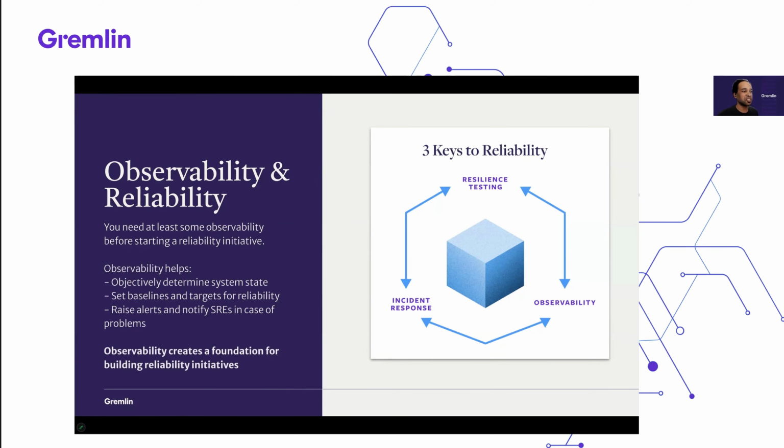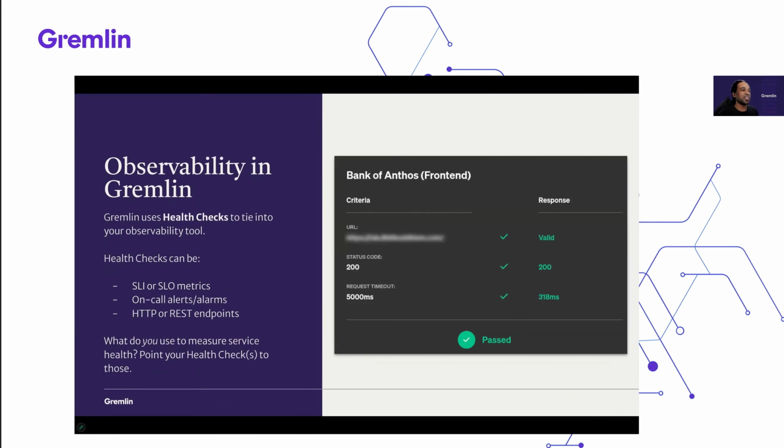So to put it as succinctly as I can, observability creates a foundation that you can use to build your reliability initiatives. It's using those three pillars that I showed in the first slide as a jumping off point for your reliability work. And taking this and looking at Gremlin, the way that we use observability is mainly via health checks. And if you're not familiar, health checks are basically automated checks that Gremlin performs whenever you run a reliability test or a scenario. During the test, Gremlin periodically runs these health checks to determine whether your service is in a healthy state. If it is, the test keeps running. And if it isn't, Gremlin will stop the test and mark it as a failure.